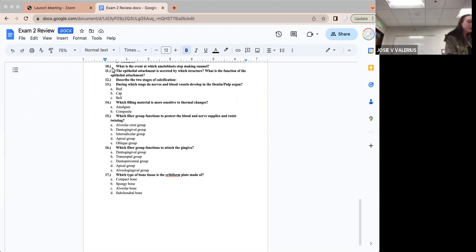All right, so now we're on to number 12. Describe the 2 stages of calcification. There's mineralization and maturation. What happens in them? Mineralization: all of the crystals have been laid down and will not increase. And then the second stage, maturation, is they become intact. Yeah, exactly. And this is the enamel, so this is during enamel development, just to clarify.